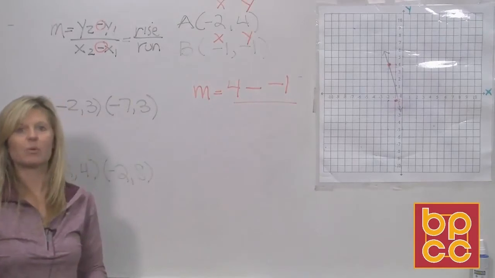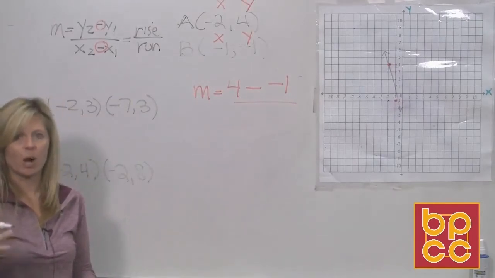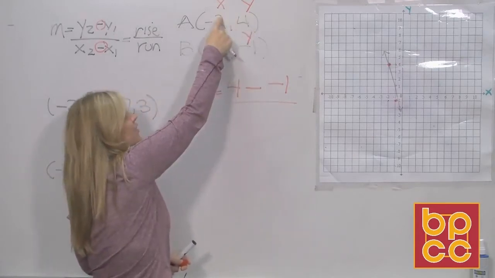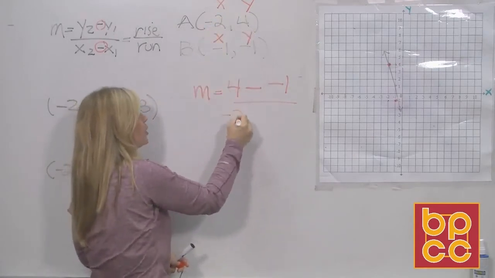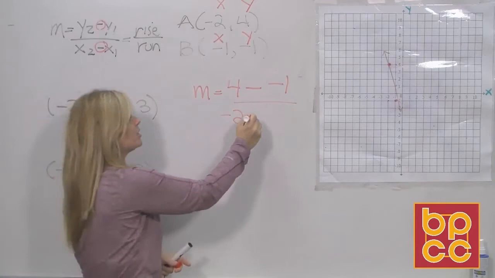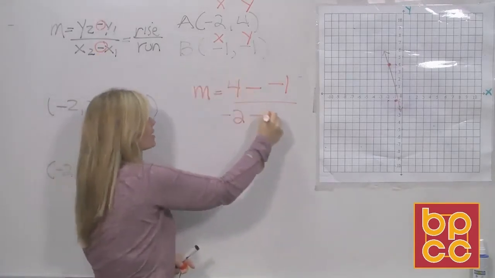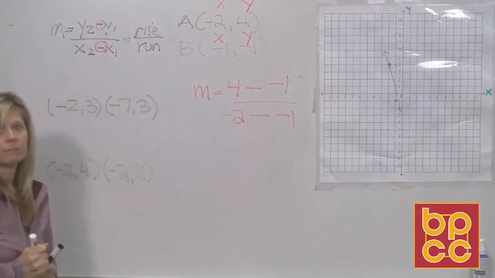Now I do the same thing with the x's. I'm just consistent. I go in the same order. If I did this y first, then I'm going to do this x first. So the first x is -2. I'm going to put what operation? Subtraction. And then my other x is -1. So that's all it is.